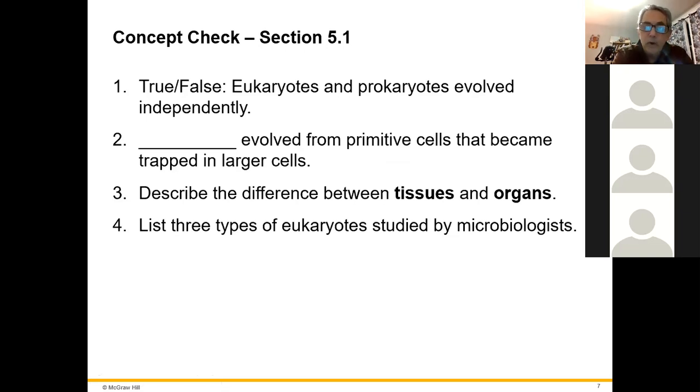Tissues and organs. Well, organs are made of tissues. So for example, you have hepatic cells that can form tissues, can be part of the liver, but obviously you have other tissues within the liver. You have your circulatory system, which are different types of tissue and different types of cells.